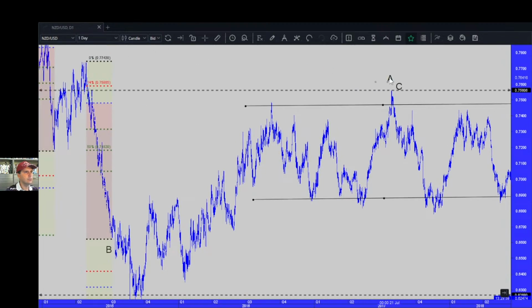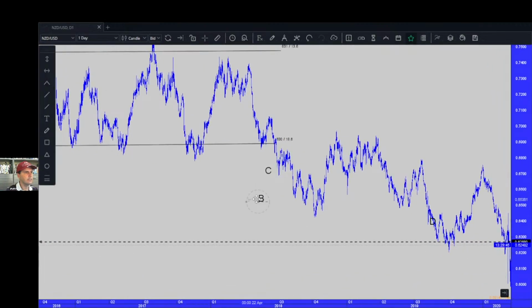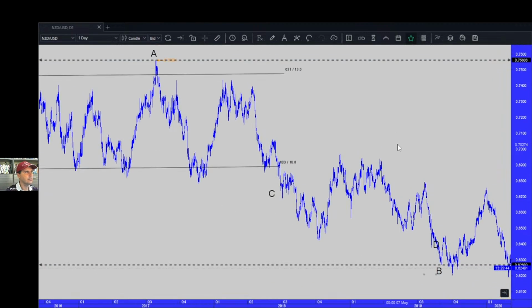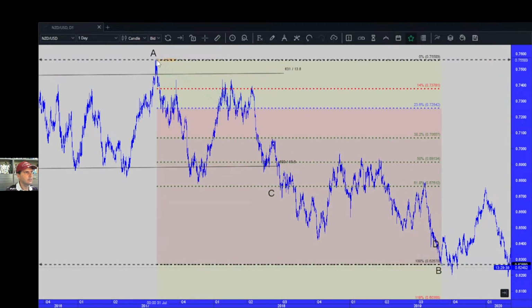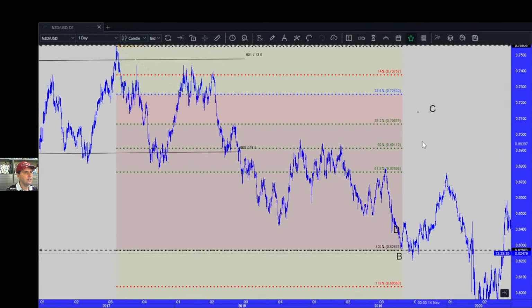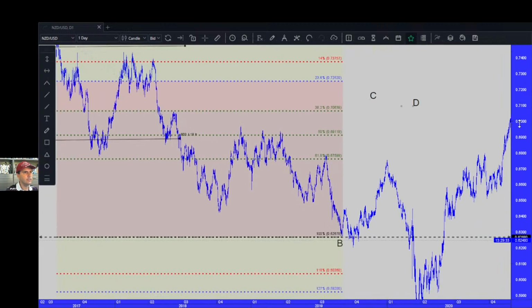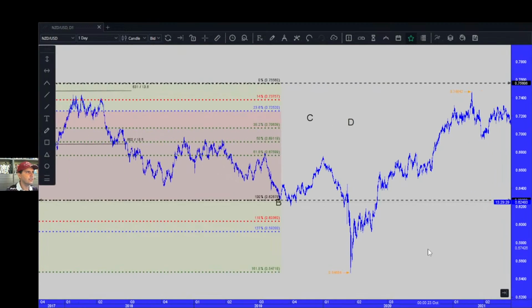A goes to C, and B goes to D. Down in here, Fibonacci retracement tool. Okay, A, B, C, D, A to B, B to C. So we are here right now.